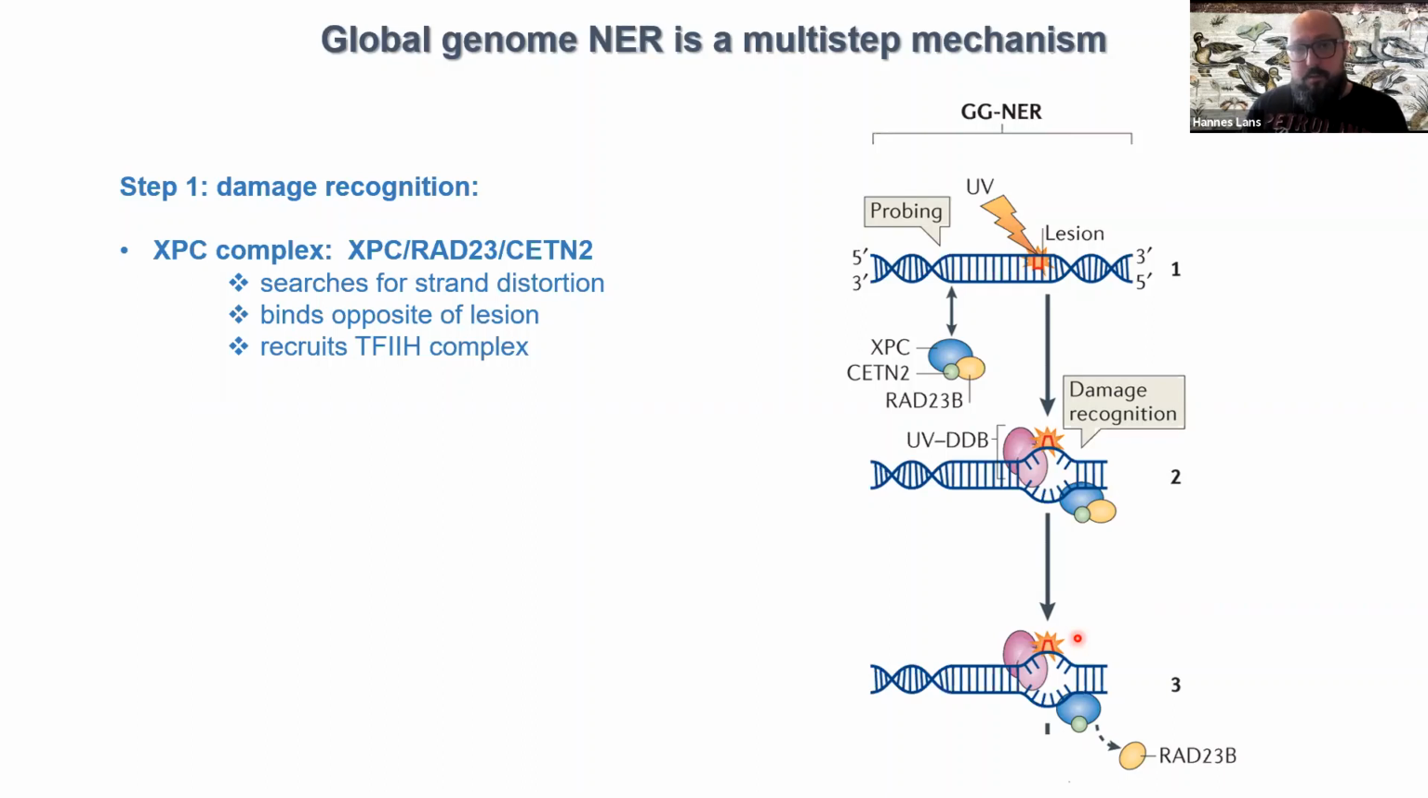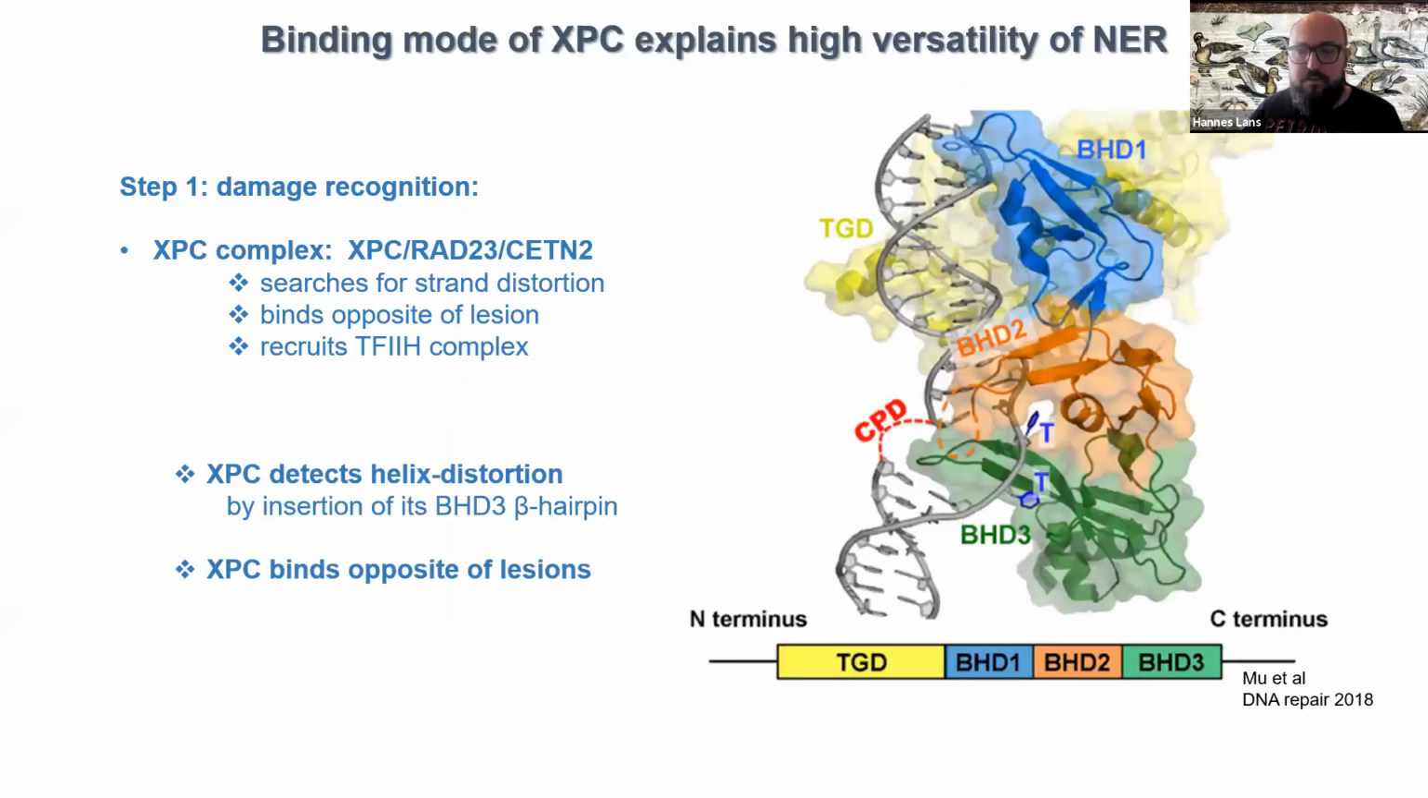So global genome repair is initiated by this damage recognition step, which would then be the first step, initiated by the XPC protein. Actually, this is a protein that always exists in a trimeric complex together with RAD23 and centrin-2, which also stabilize XPC. And as I already said, what XPC does, it just floats around in the nucleus, binding DNA, looking for any damage. And the way it does this is through different domains.